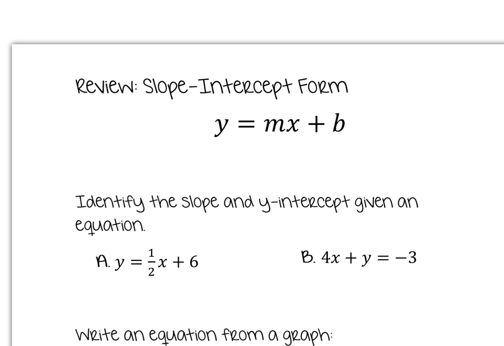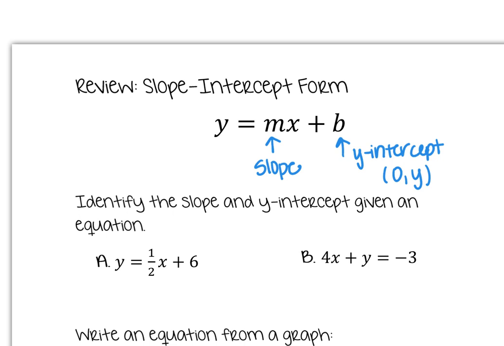If you recall, slope-intercept form is a linear equation in the form y equals mx plus b, where m is the slope of the line and the b value is the y-intercept, or where the line crosses the y-axis. The y-intercept is typically written as an ordered pair, 0, and then the y value.